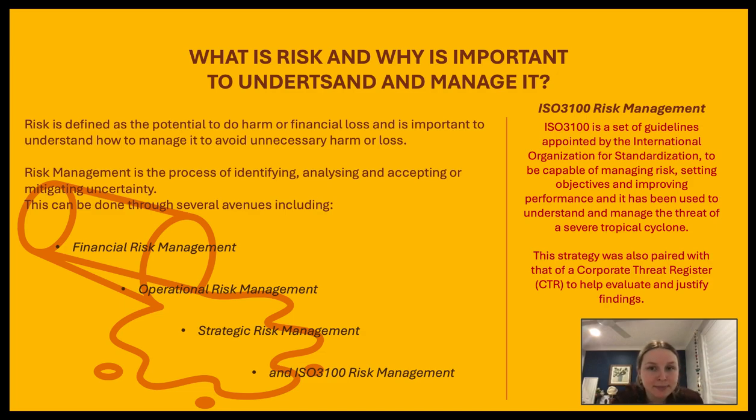Now, risk management is typically done through identifying and analyzing the risk, but it's important that a business uses that information to mitigate uncertainty. This can be done through many avenues such as financial, operational, and strategic risk management, but also managed using ISO 31000. ISO 31000 is a set of guidelines appointed by the International Organization for Standardization, or ISO, to be capable of managing risk, setting objectives, and improving performance.